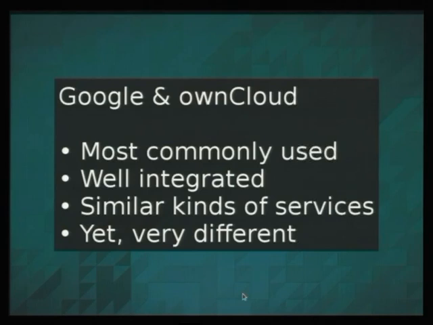So Google and ownCloud are two of the most commonly used of these service providers. I mean, Google is obviously very popular, and ownCloud is very popular among the more privacy concerned users. And they're also very well integrated across the desktop. And they also offer very similar kinds of services. Like, for example, both of them have some kind of a file storage thing, like Google Drive. You're familiar with Google Drive, I guess. So both of them have some kind of file storage, file sharing kind of thing. Both of them offer calendaring, address books.